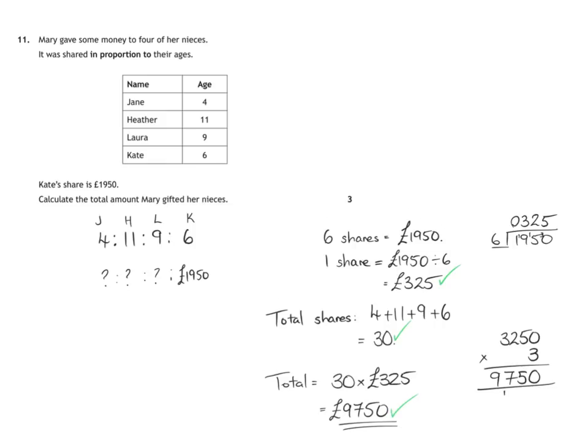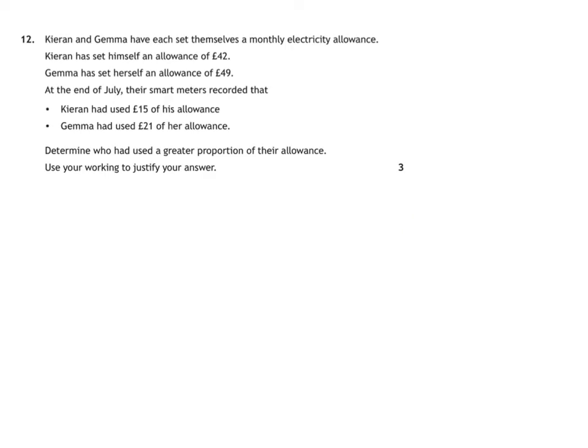Let's keep going. Right, so we have Kieran and Gemma have set themselves a monthly electricity allowance. Kieran has set himself an allowance of £42 and Gemma has set herself an allowance of £49. At the end of July, their smart meters have recorded that Kieran has used £15 of his allowance and Gemma has used £21 of hers. We need to figure out who's used the greater proportion of their allowance.